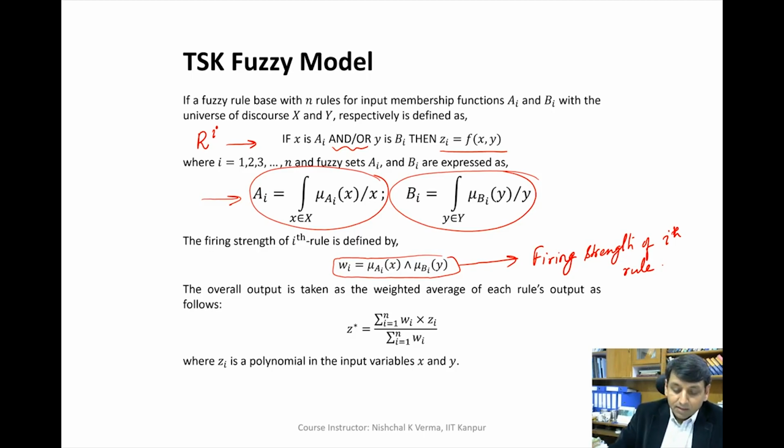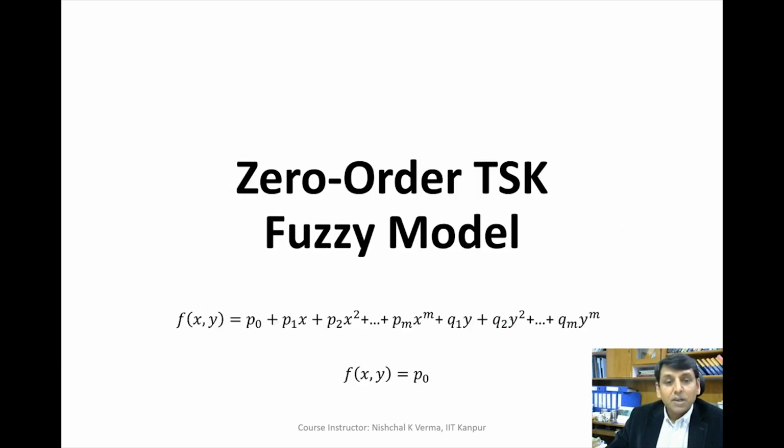Since the firing strengths of each rule are known, we can go ahead to the final output by taking the weighted average over the rules. This way we find the final output of the TSK fuzzy model. So let us now start with the zero order TSK fuzzy model.